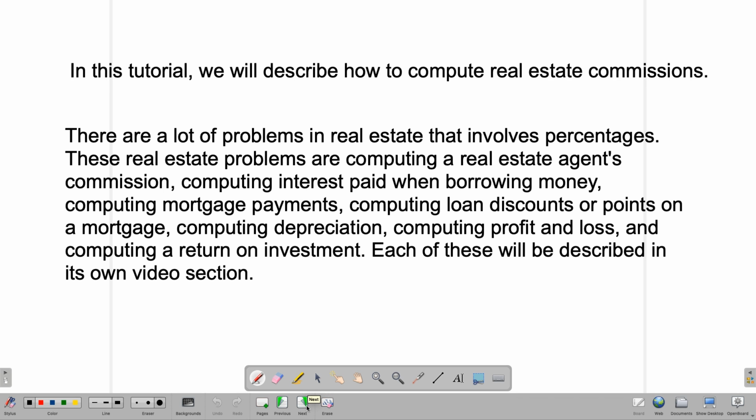These real estate problems are computing a real estate agent's commission, computing interest paid when borrowing money, computing mortgage payments, computing loan discounts or points on a mortgage, computing depreciation, computing profit and loss, and computing a return on investment. Each of these will be described in its own video section.